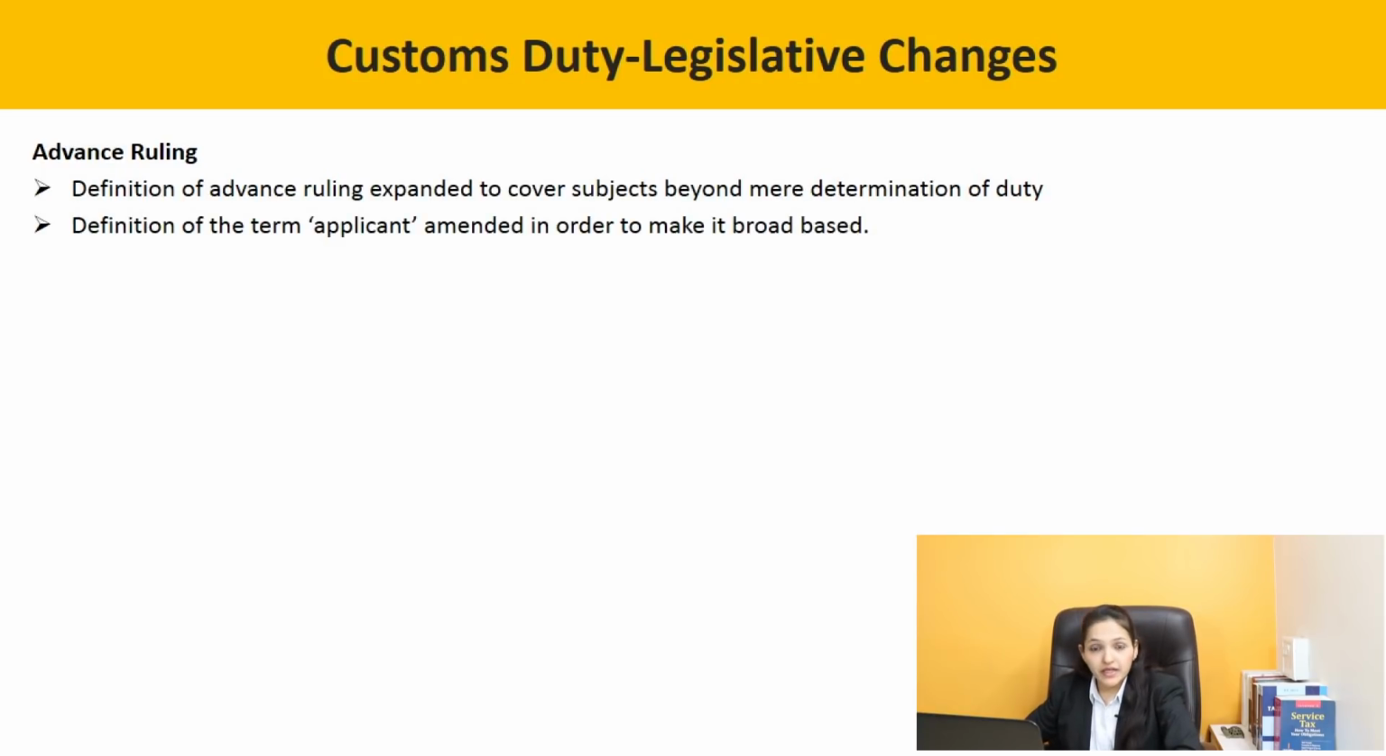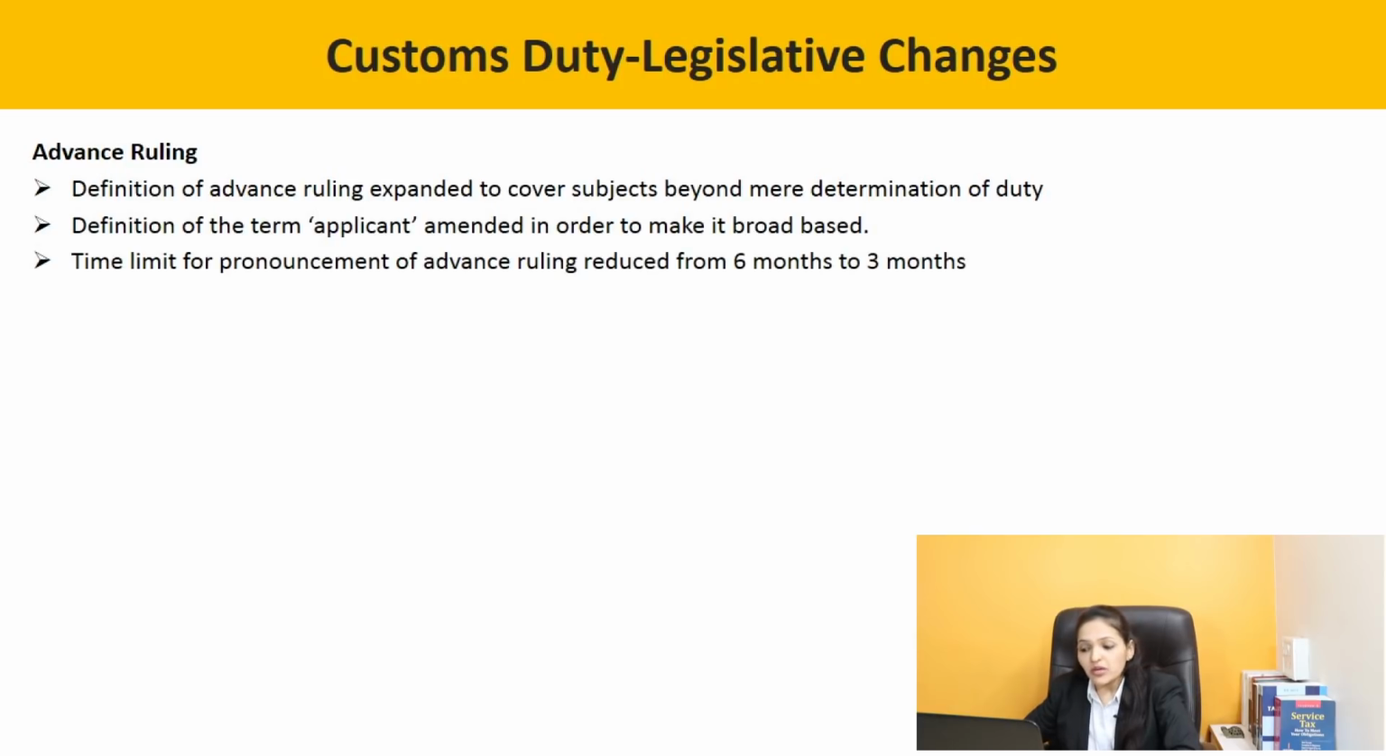The definition of the term applicant is being amended in order to make it broad-based. According to the revised definition, a holder of a valid IEC number or the exporter of goods to India or any other person with justifiable cause can apply to the advance authority. The time limit for pronouncement of advance ruling has been reduced from 6 months to 3 months.